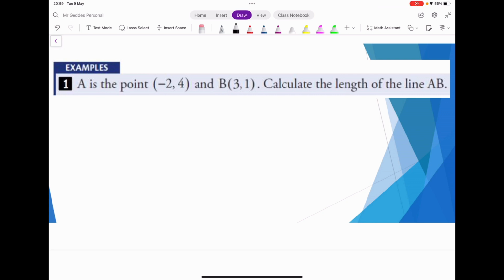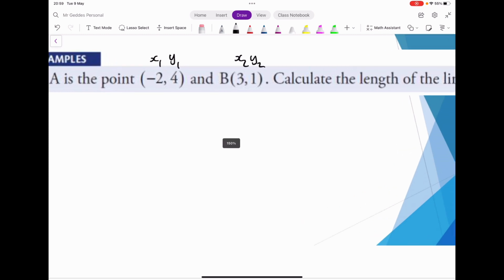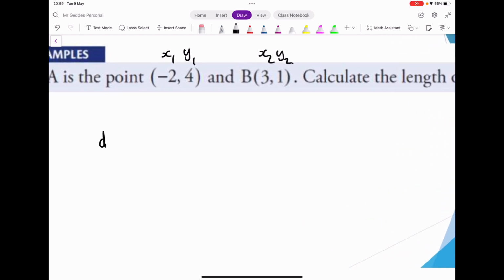We can start with labelling the points. We can do that just now. In the future, you might not want to bother with that. There's x1, y1, and x2 and y2, just like we did back when we were doing straight line in National 5. This time though, all we're interested in is the distance between these 2 points, and it says calculate the length of the line AB.